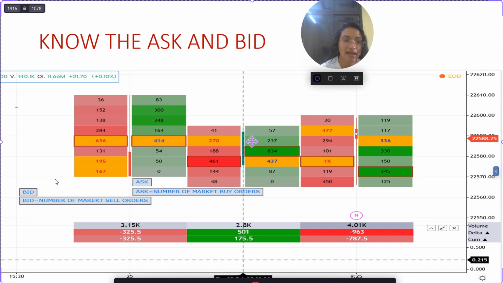So this is another important thing. Bid is the number of market sell orders. In a simple manner, you can remember it like this: this red one is the implication for sellers, and this green one is the implication for buyers. So what next?